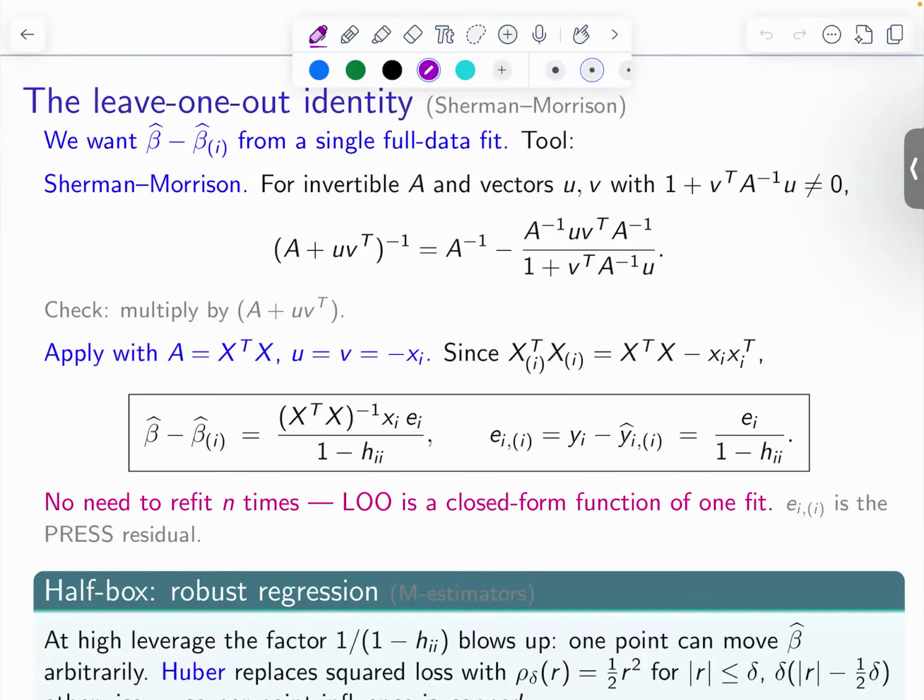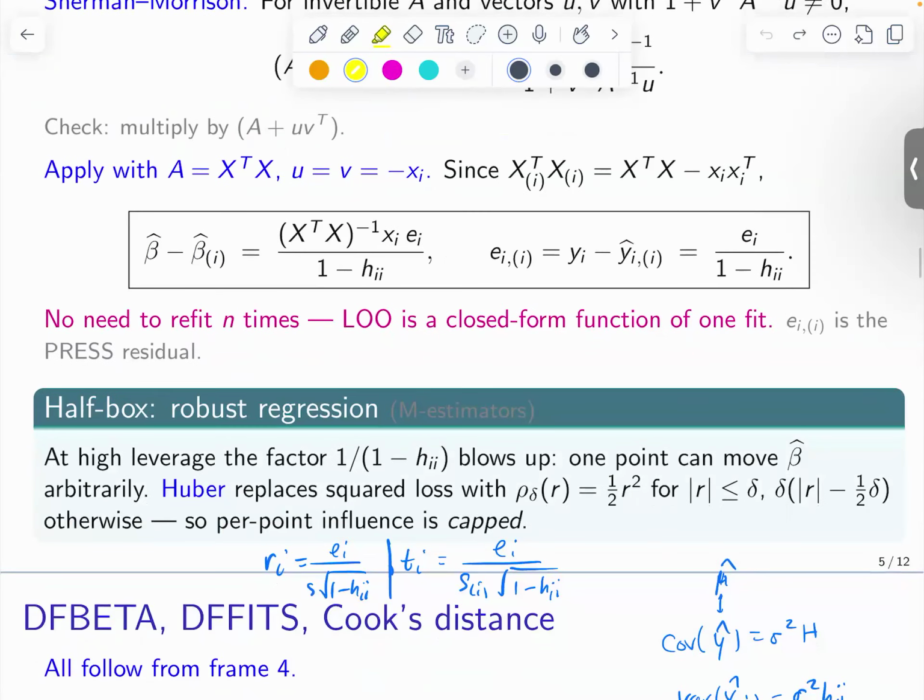you can leave it out and refit the model and then compare with the original model. So what you can do, for example, is look at this difference in the beta hat. If you're doing a linear model, everything follows from the beta hat. And so we did a little calculation, which I did halfway through, and then the rest was assigned as a homework problem. So you can go through and verify this formula.